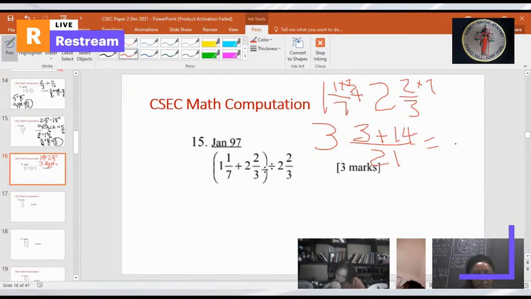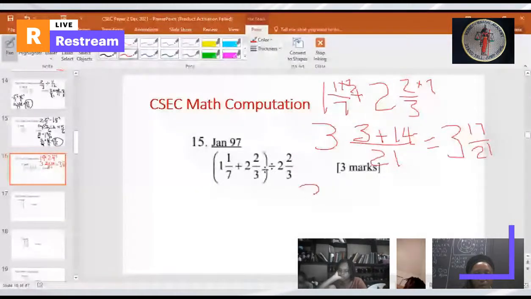Yes, Miss. So it would be 3 plus 14, which is... sorry, Miss, 17. It's 17 over 21. Yes, Miss. All right, so that's the answer for this. And we're going to divide it now by this, right?